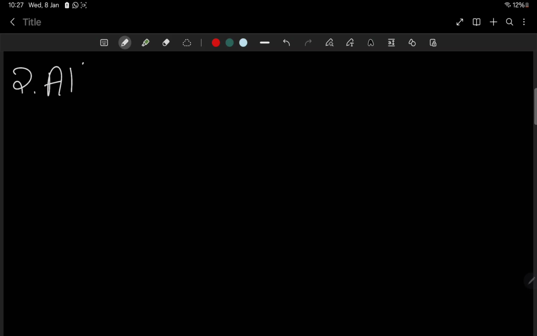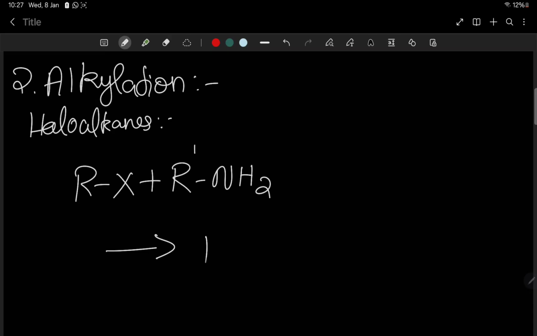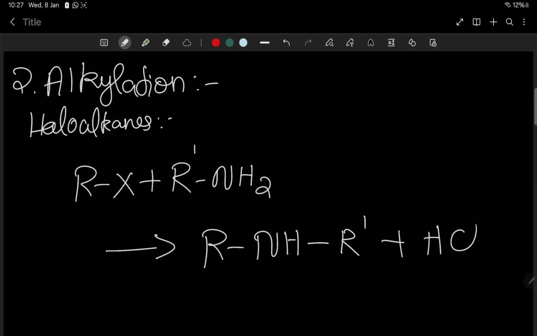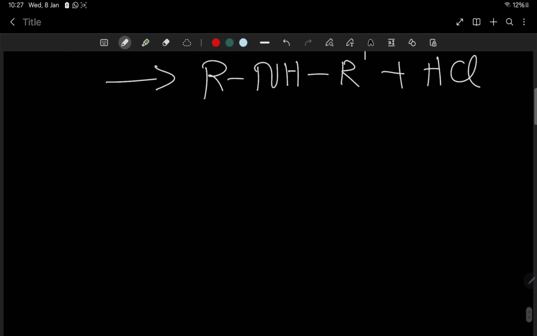So that's about this reaction. Next one is the alkylation reaction. Very simple. We learned it in the haloalkanes chapter. What's the reaction? RX plus R'NH2 gives us RNHR' plus HCl. This is the reaction. Just learn this. Very simple. No need to explain that much.